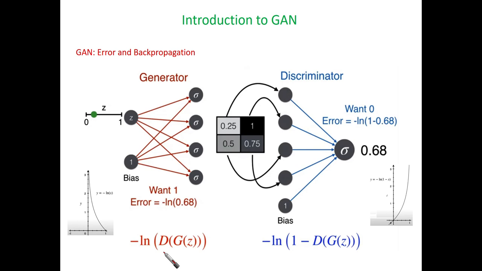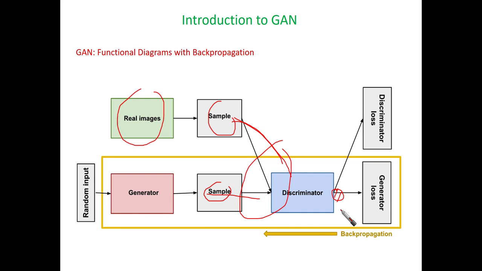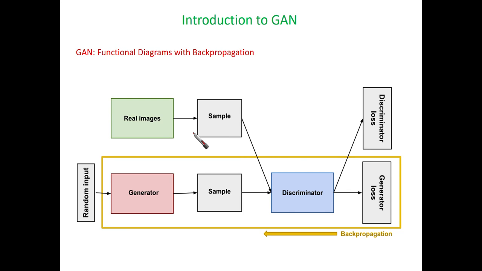So finally, if we see the functional diagram with backpropagation, this is the generator. It takes a random sample as input, and then it produces some sample. And then there is a database of real images, from which we take some samples, and the discriminator takes both the real image and this output image, and based on these two, gives some output. This output is then used for calculating the loss function or the error function, and then it goes back through the discriminator to the generator. This is called backpropagation, and they update their weights. So this is pretty much how the GAN works, and I believe it will be helpful for you.